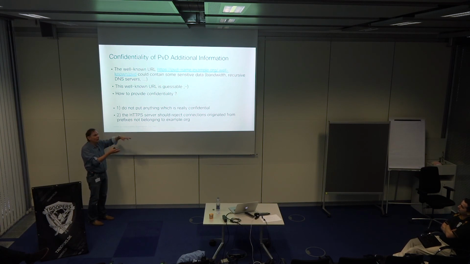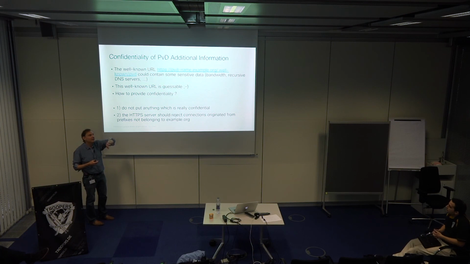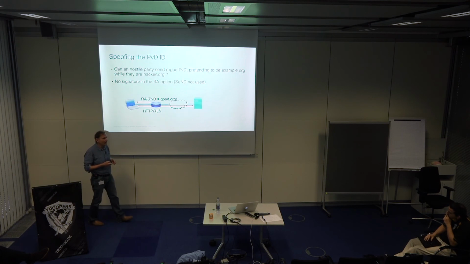If, let's say, in 2 years, troopers.de/.well-known/pvd exists, it should serve the information only to requests coming from this Troopers network, not from others. Kind of easy. But again, don't put anything else.